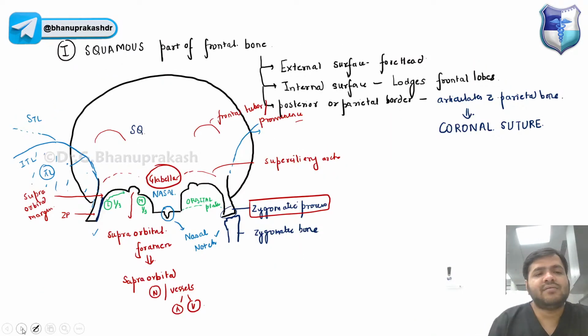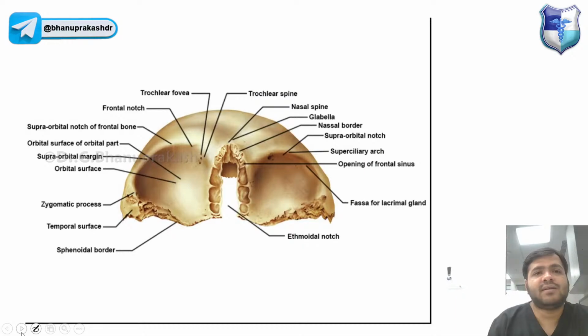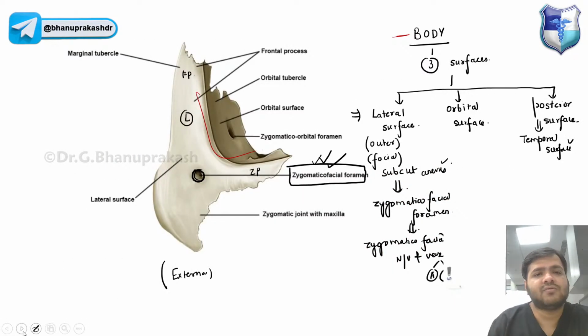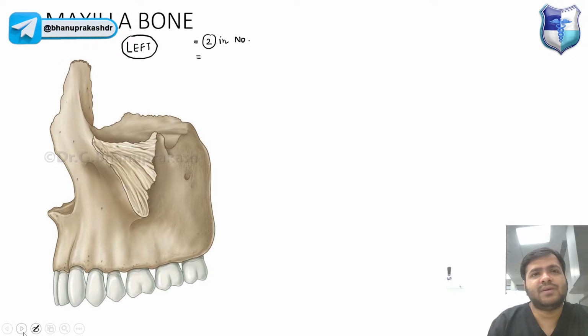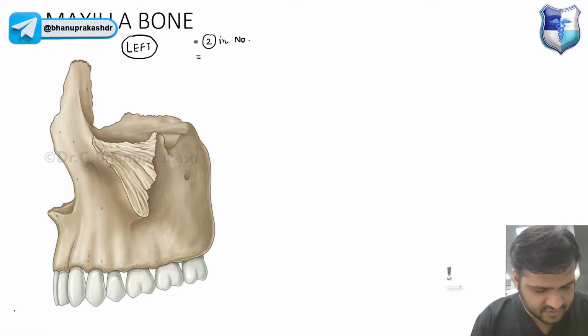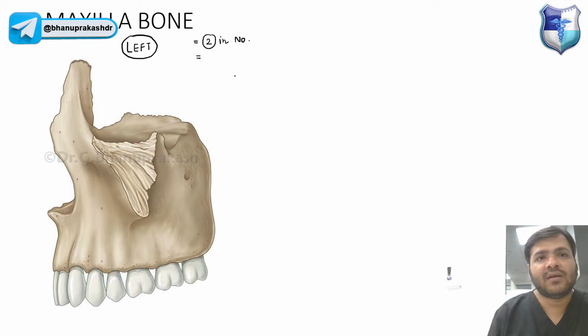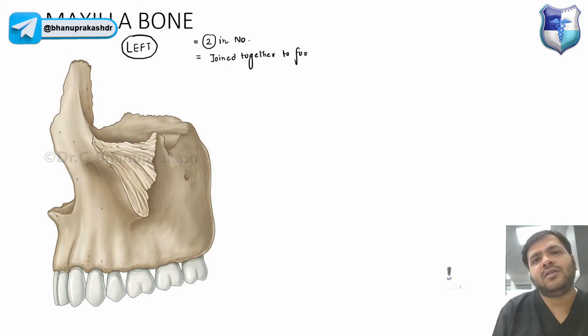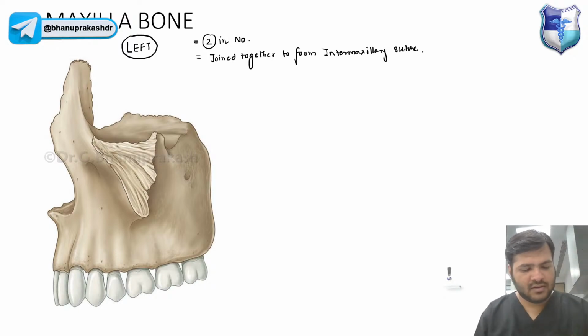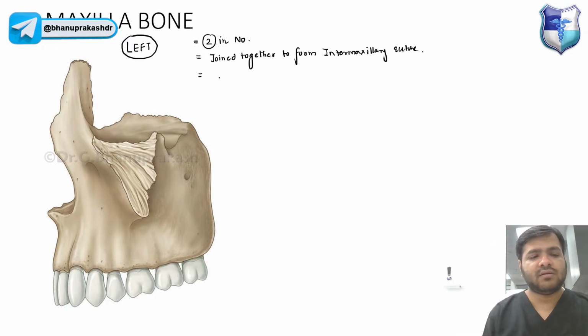So remember guys, maxilla is something very important, so we cannot take risks and forget other bones, but please try to mention all the important points that I'm writing with you. So yes, they are two in number. Basically they are joined together to form the intermaxillary suture. And remember guys, together they form the upper jaw.